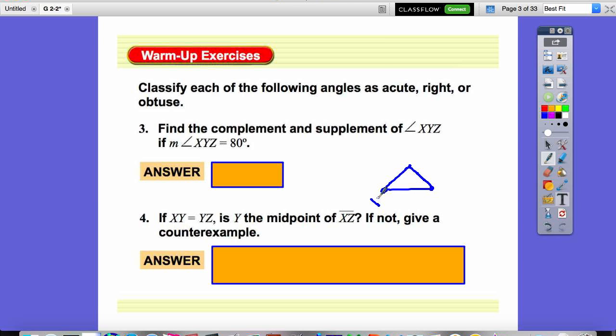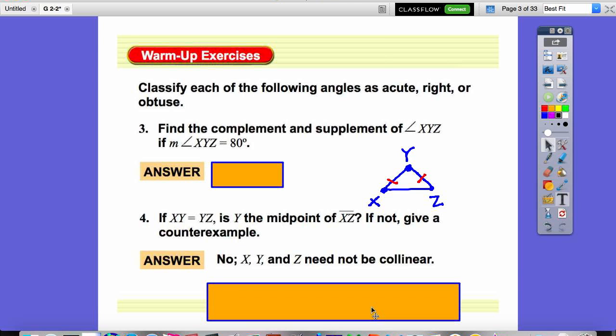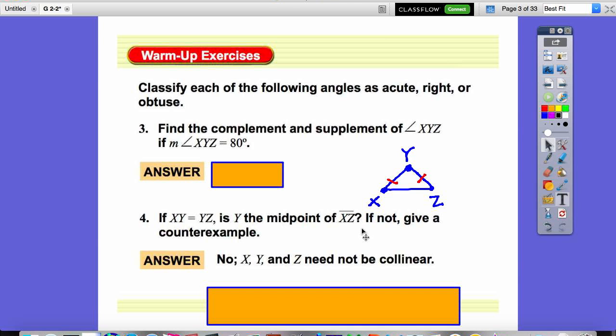So therefore, I could draw a triangle here. I could have x, z, and I could have y up at the top here, like a triangle. And then I could have a situation where xy is congruent to yz, but y is not the midpoint because they did not tell us that x, y, and z are collinear. If they said x, y, and z are collinear, or all on the same line segment, then obviously y would be the midpoint, but they did not tell us that.